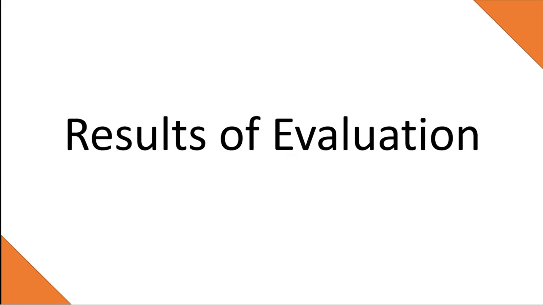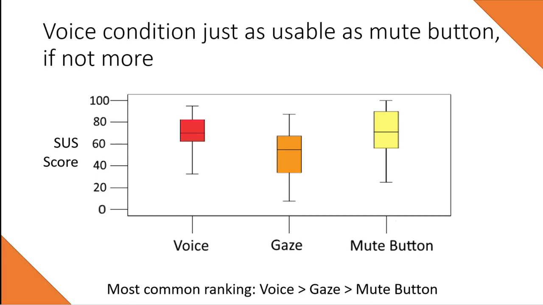Now for our results. The first result is that in terms of usability, the voice privacy control and the standard mute button were found to be equally usable. Here, the y-axis shows the usability score on the system usability scale. The higher numbers mean more usable. We see that the voice control and mute button have similar usability scores. This usability is validated by the ranking exercise and the interviews.